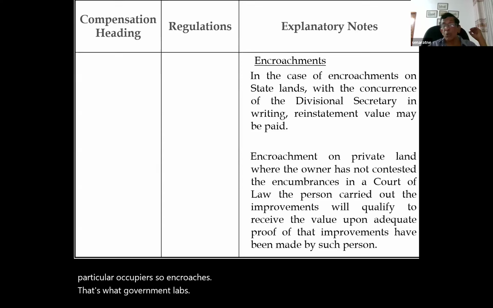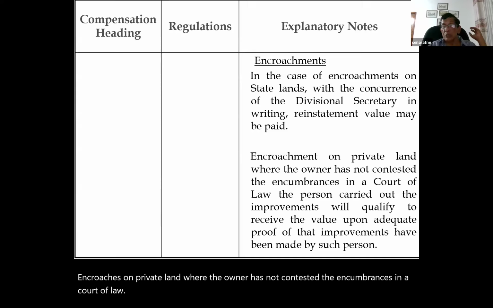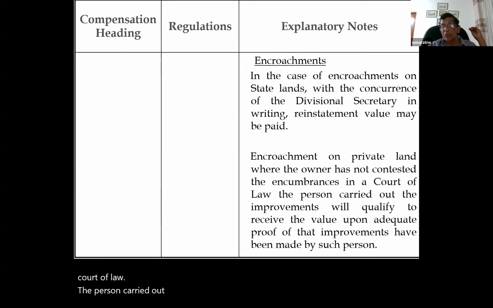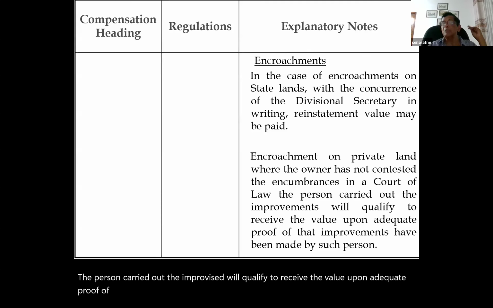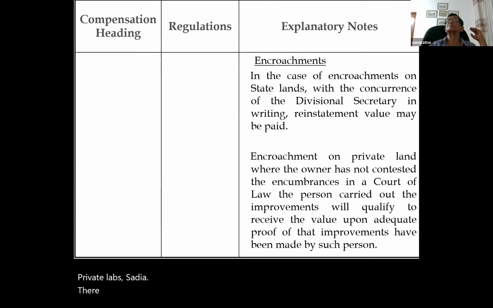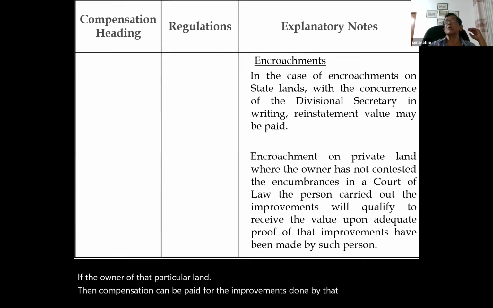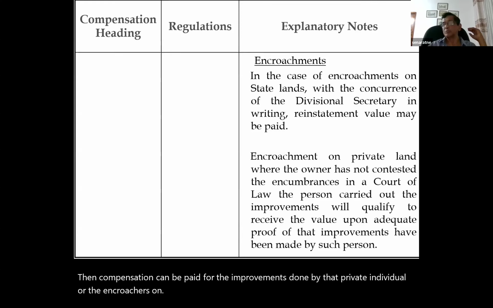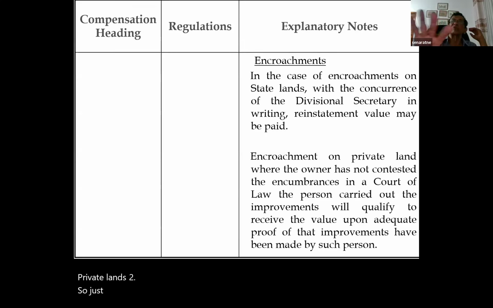Encroachers on private land where the owner has not contested the encroachment in a court of law, the person who carried out the improvements will qualify to receive the value upon adequate proof that improvements have been made by such person. Private lands are there. There may be encroachers. If the owner of that particular land does not object, then compensation can be paid for the improvements done by that private individual or the encroacher on private lands too. So just look at this, the two different scenarios.